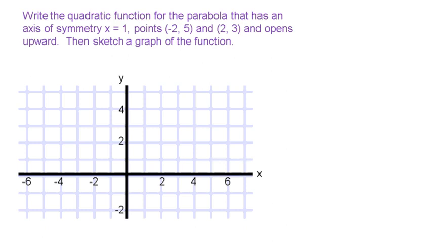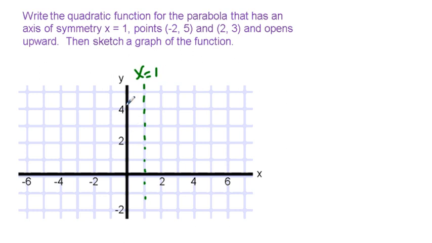Next, write the quadratic function for the parabola that has an axis of symmetry of x equals 1, points (-2, 5) and (2, 3), and opens upward. Then sketch a graph of the function. So we have an axis of symmetry of x equals 1. So here it is. X is equal to 1.